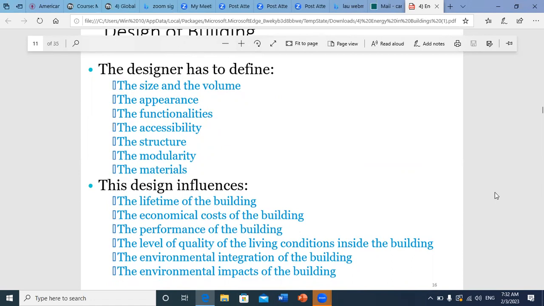And whenever we do the design, we should take into consideration the lifetime of the building, the economical costs of the building, its performance, the level of quality of the living condition inside it, the environmental integration, and the environmental impact of the building. So you can see always, as we mentioned, different aspects that are considered in any design. And here we'll apply them on the design of building.